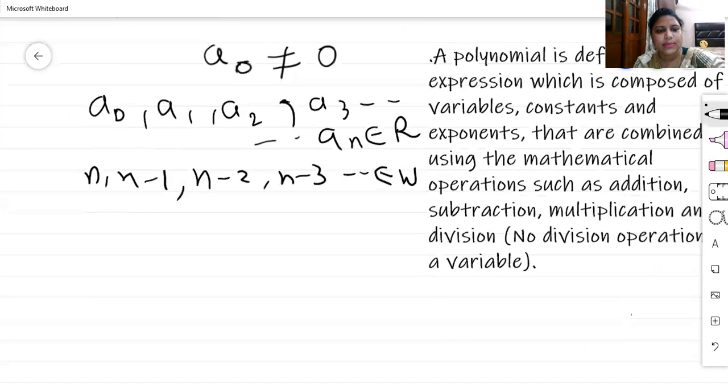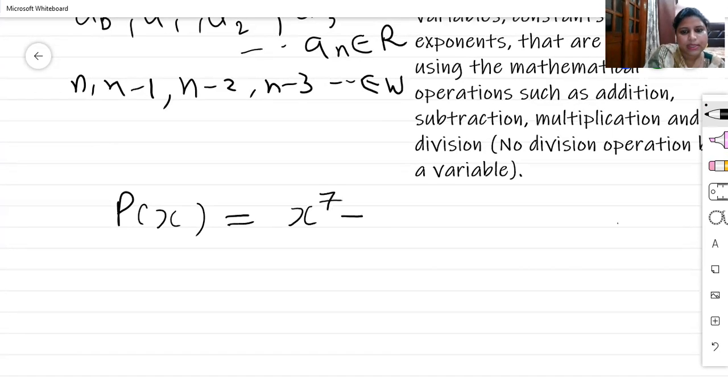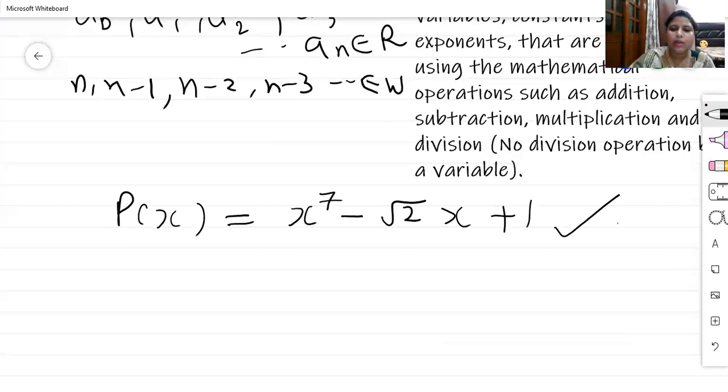So let us consider some examples to understand the polynomial. First example, p(x) equals x raised to the power 7 minus root 2 x plus 1. So this one is called a polynomial because the power of x is 7, and 1, which are whole numbers. And root 2 is also a real number. So this one is a polynomial.